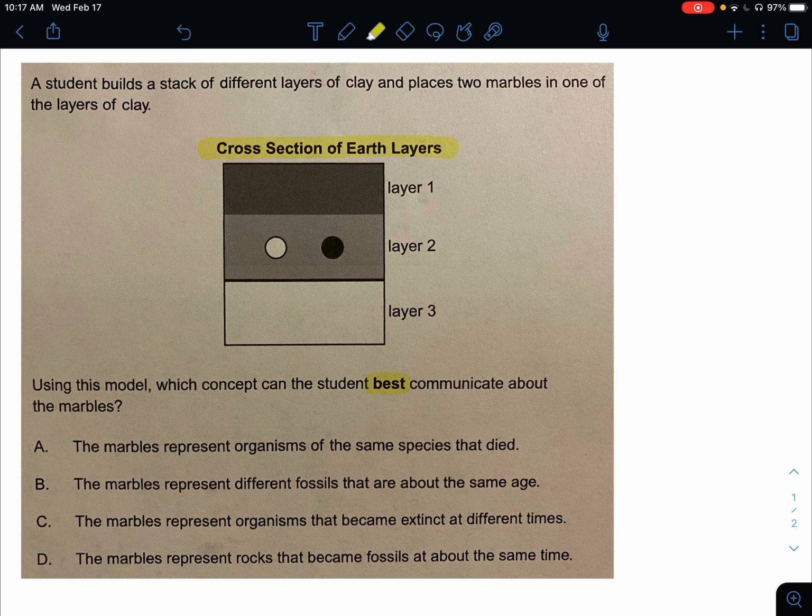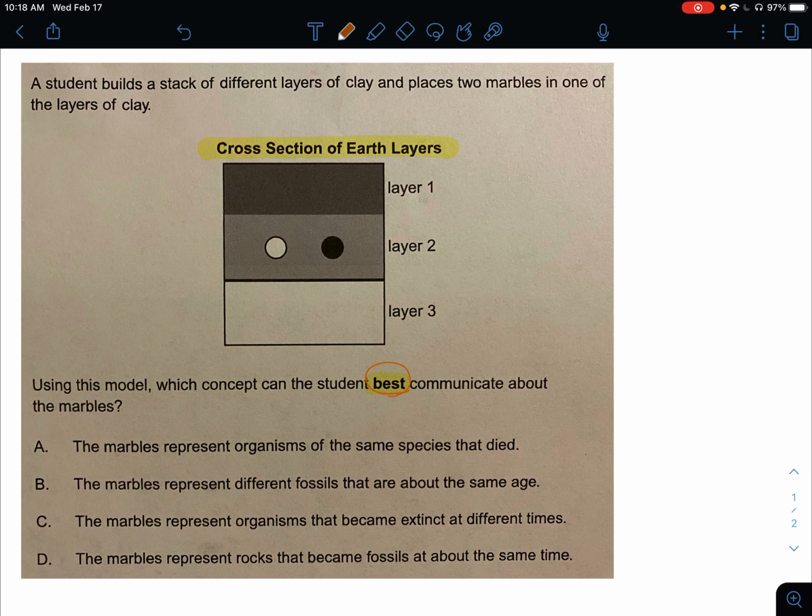I'm going to tell y'all something right now. Whenever they put in best, especially when it's nice and bold, that is a hint that there are going to be two answers that are probably going to look pretty good. But you want to pick the answer that looks so good that it just has to be correct. So as soon as you see best, already be on high alert. They're going to try to trick you here. Don't let them do that to you.